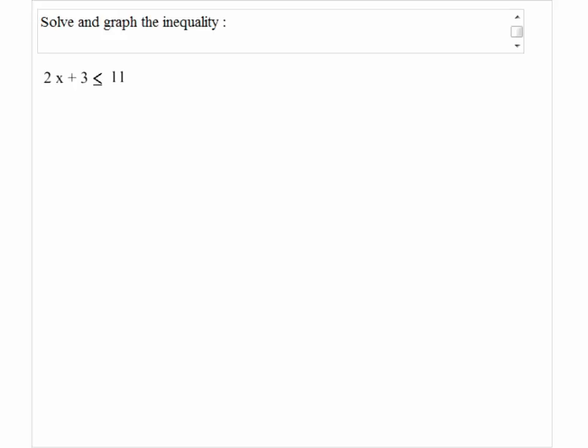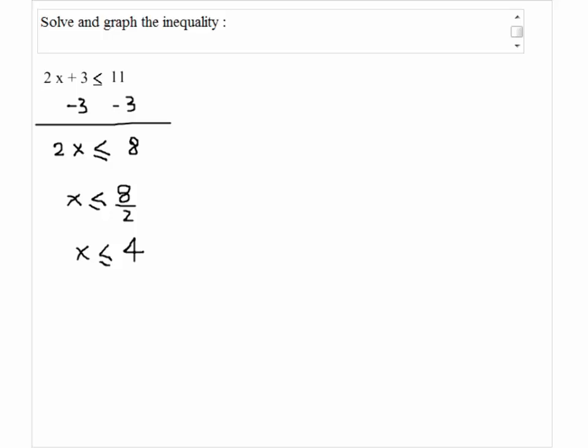Solve and graph the inequality. Solving an inequality is very similar to solving an equation. We need to isolate x, so I can subtract 3 from both sides of the inequality. So we get 2x less than or equal to 11 minus 3, which is 8. And divide both sides by 2, I would get x less than or equal to 4.